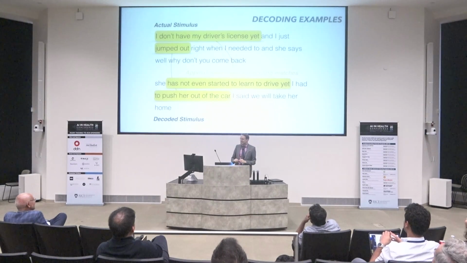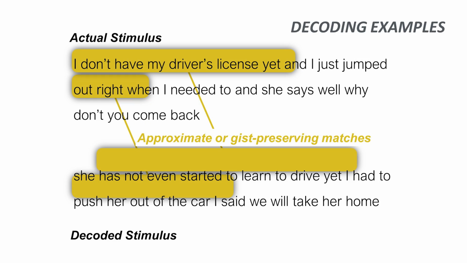Now, we get these, surprisingly, again, the gist-preserving matches. "I don't have my driver's license yet." "She has not even started to learn to drive yet." "Jumped out, push her out of the car." Jumped out is actually referring to somebody jumping out of a car. That's not confabulated here, but what actually happened here is a miss. We get a lot of exact word matches. Like I said, the car was something that it actually correctly inferred, even though that wasn't in the original.